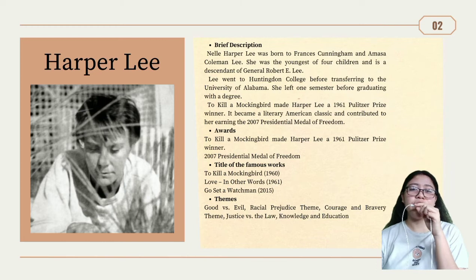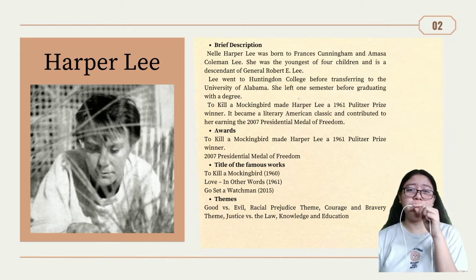Harper Lee published her second novel, entitled Go Set a Watchman, in July 2015. The story was a first draft of To Kill a Mockingbird and followed the later lives of the novel's characters. Main themes of her stories include prejudice, family life, courage, good versus evil, the racial prejudice theme, the courage and bravery theme, justice versus the law, and knowledge.